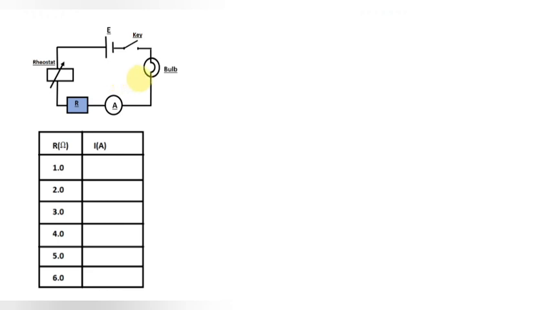Now, the first thing I have to do is to write the EMF of this cell. I am assuming that I am combining two 1.5 volt cells together. So the EMF is going to be 3.0 volts.